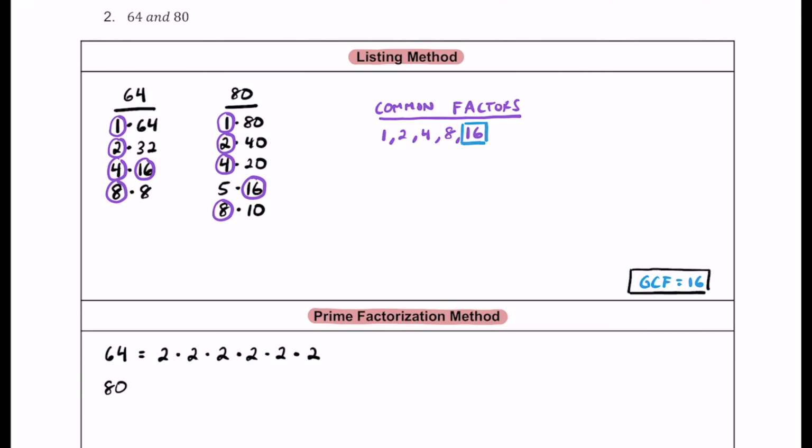Now for 80, we can divide it by 2, that would be 40. You can take the half of that, and that would be 20. You can take half of that, that'd be 10. And finally a 2, and then a 5. So this would be the prime factorization for 80, right?